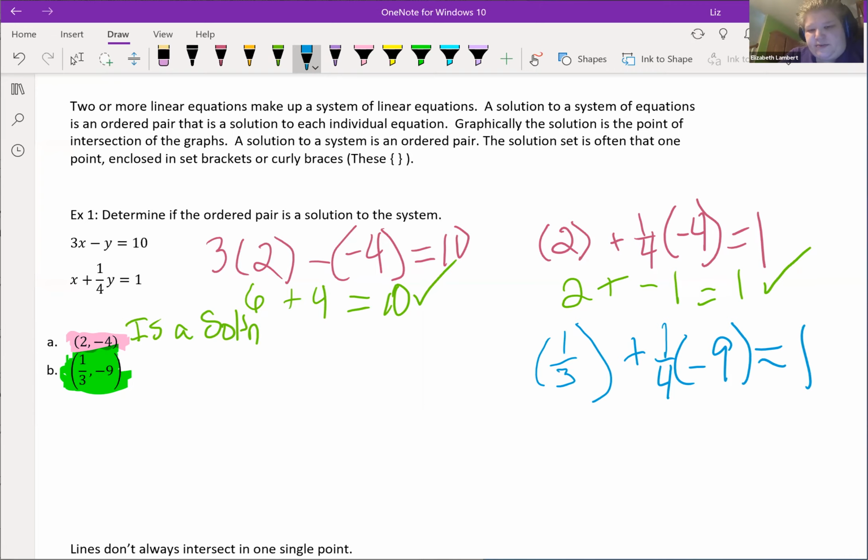All right, so here, just like the 2, the 1/3 is just in parentheses as a safety. So we have 1/3 plus 1/4 of -9. It's -9/4. So 1/3 plus -9/4. So -9/4 is -2 1/4. And if I add a third to that, it's still going to be a big negative number. And there is no way it is going to be +1. I don't even really care what the number is. It's just not going to be that. So not a solution.